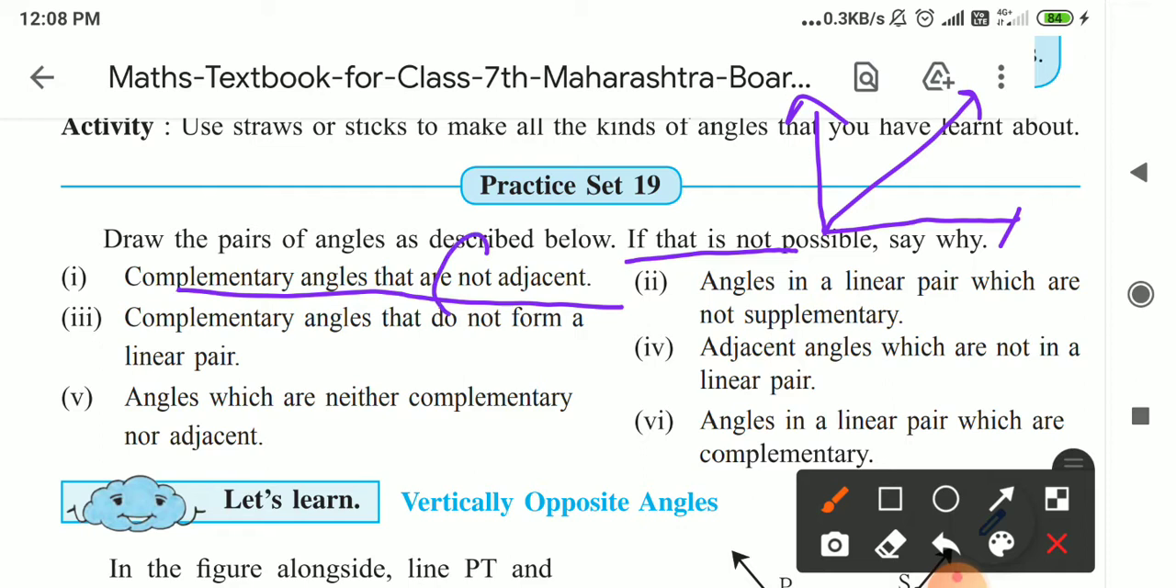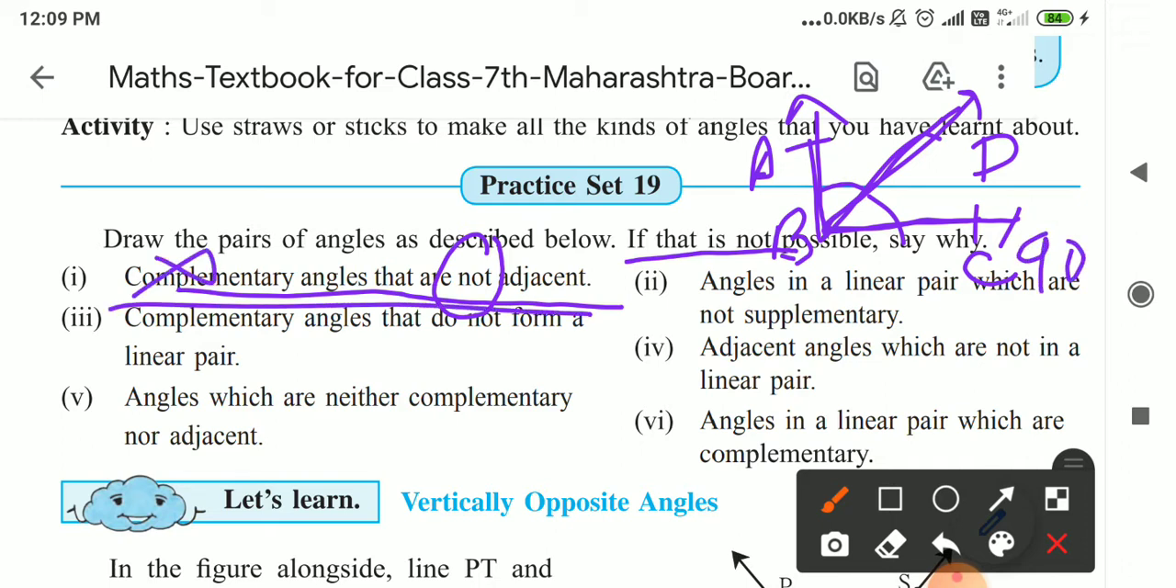The word 'not' has come here. If you see in my figure A, B, C, and this is D, BD is a common arm for angle ABD and DBC. According to the definition, that is the adjacent angle. So these two, ABD and DBC, are adjacent angles, and if you add both angles, you will notice that the measure is 90 degrees. That's why this statement is not possible.